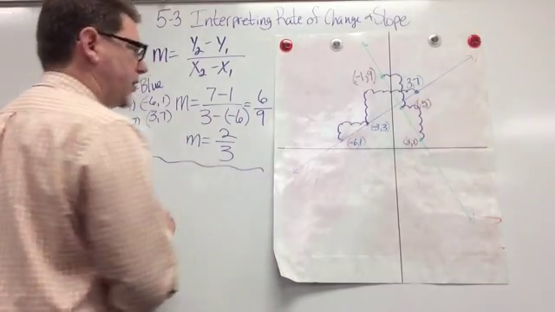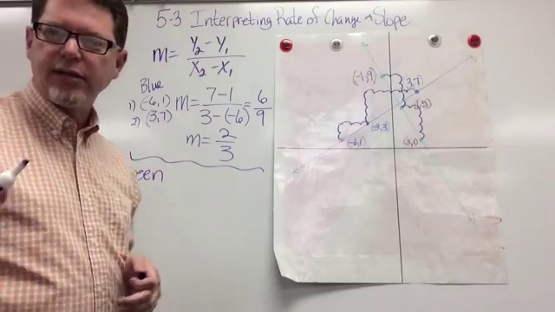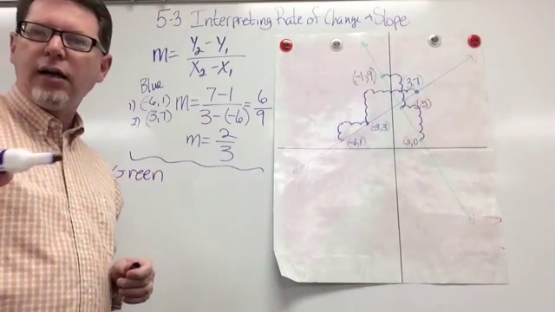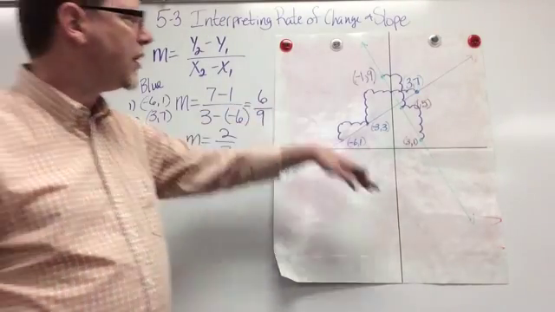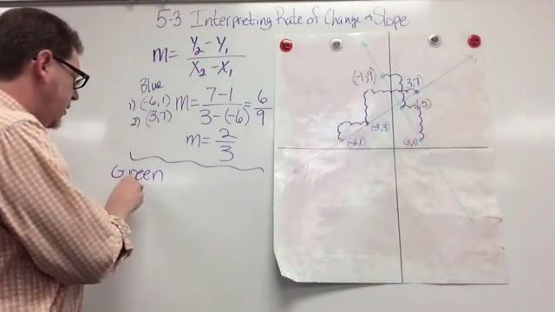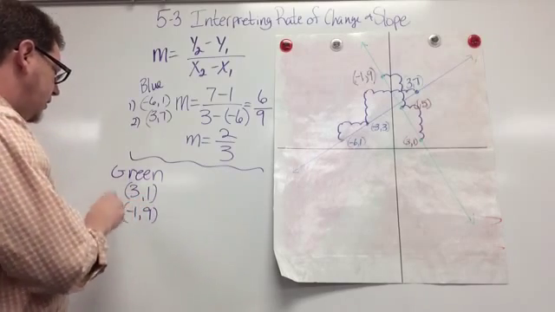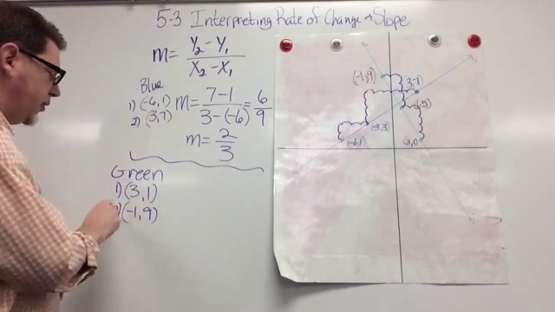So now let's try it for the green line. I feel like I'm calling subways, green line, blue line, red line. Give me 2 points on the green line. We're going to use 3, 1 and negative 1, 9. And this is going to be point 1, and that's going to be point 2.